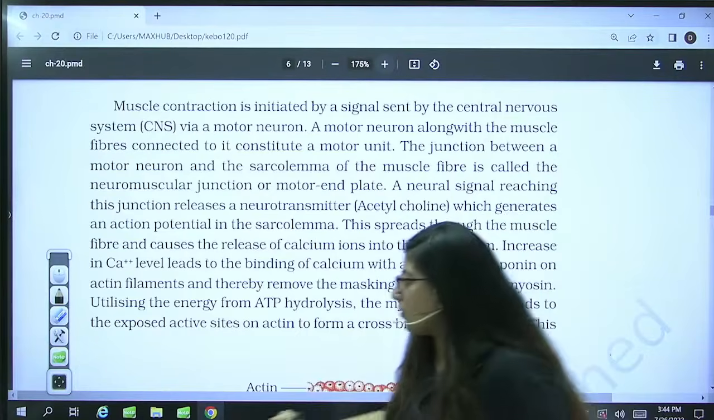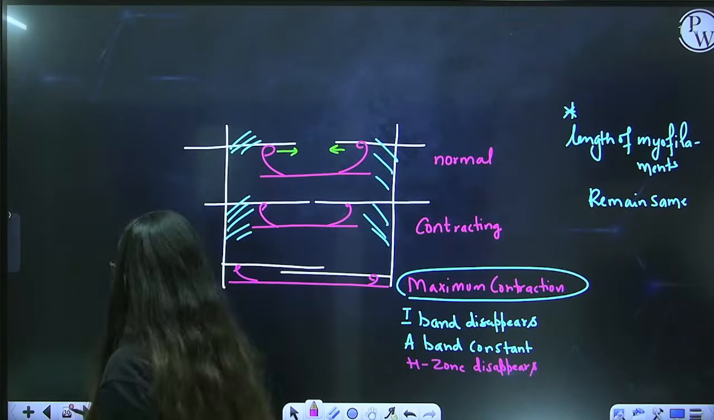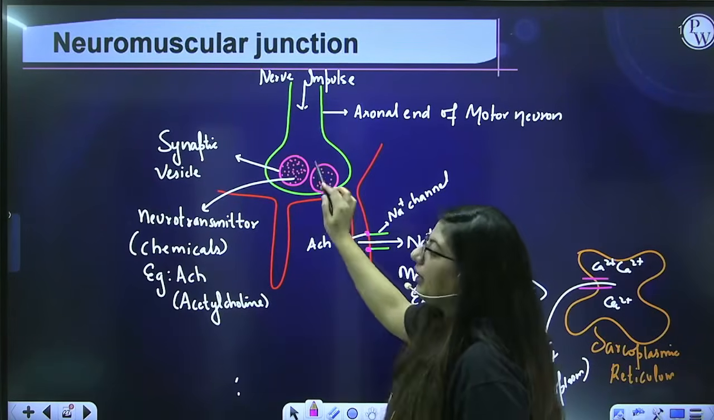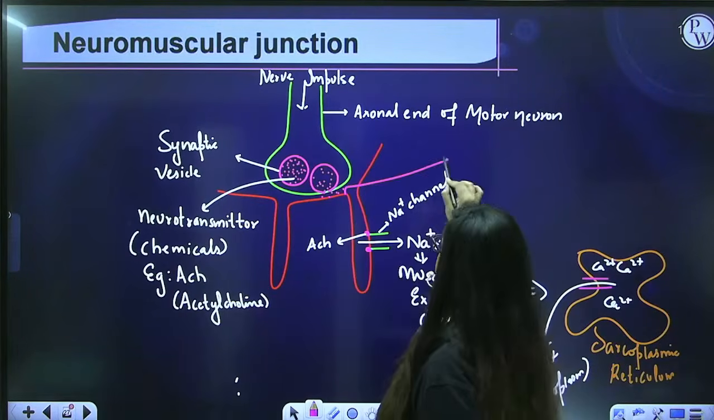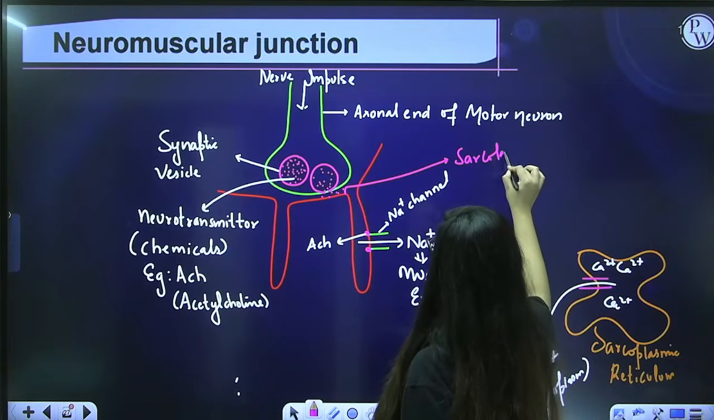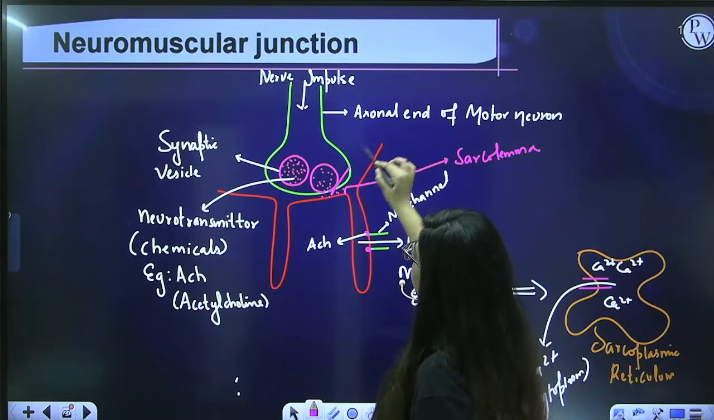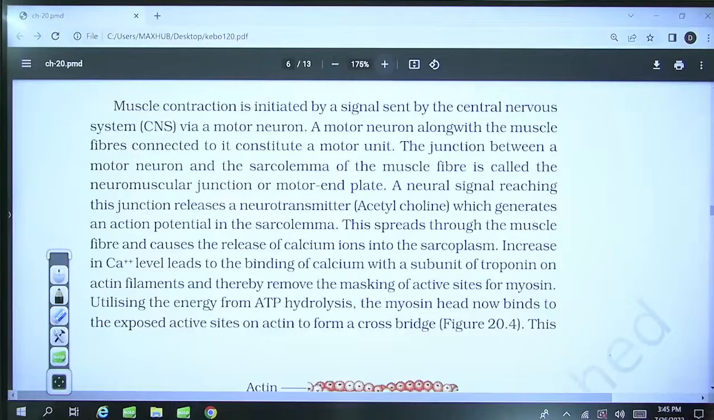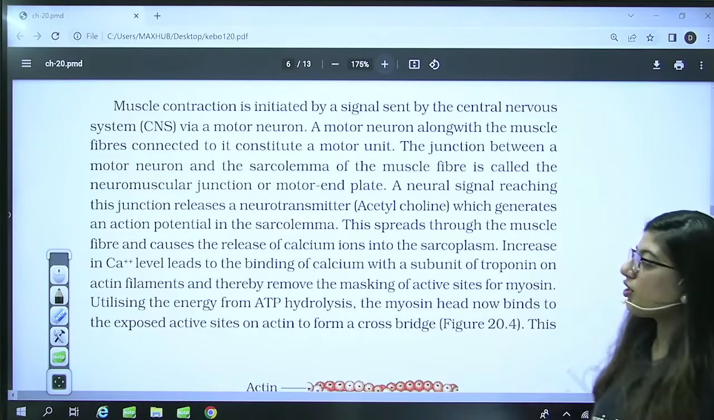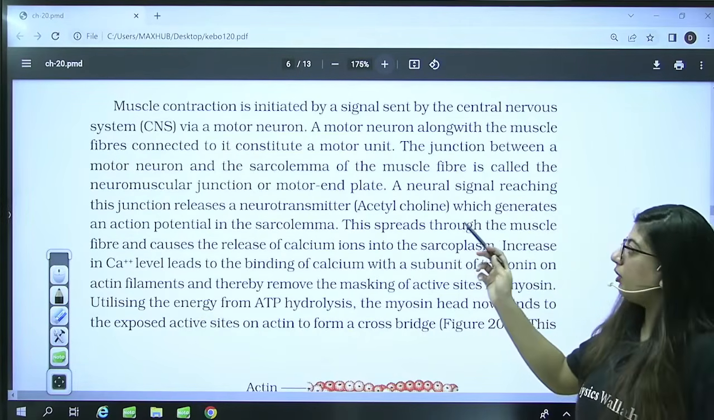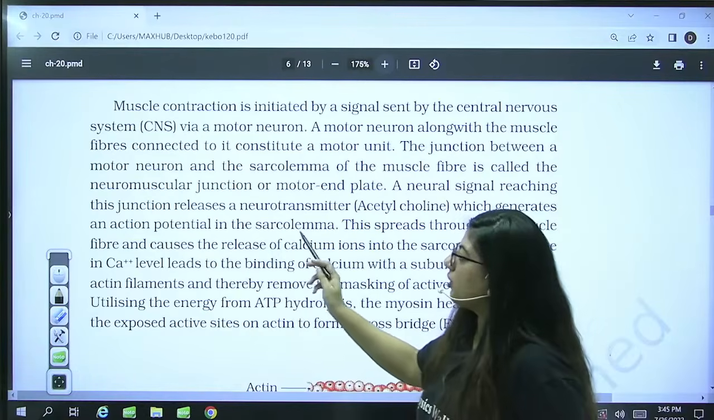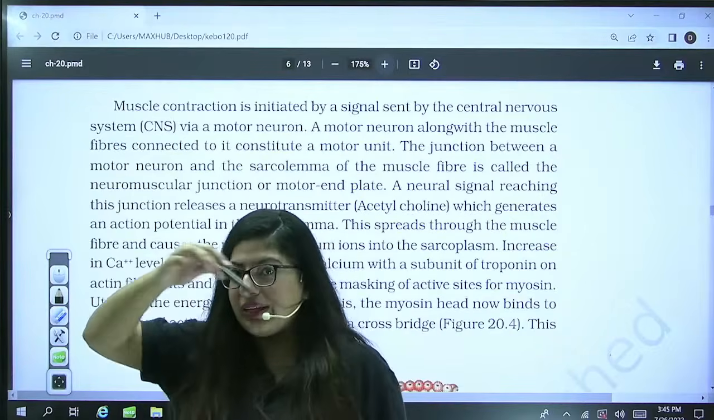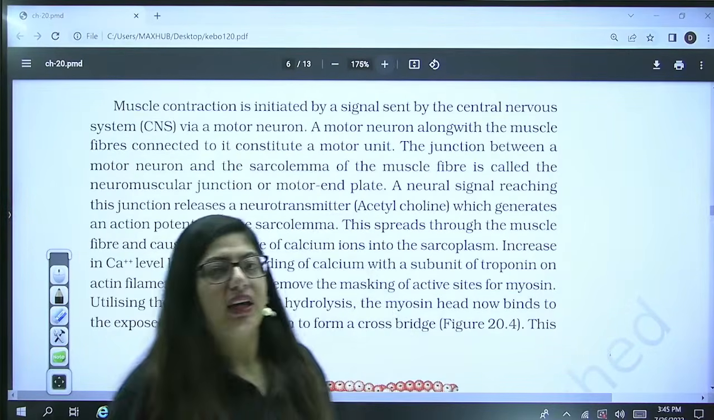And what part is attaching basically? The sarcolemma. If you have seen this structure, what is this part which is attached towards the motor neuron? This is sarcolemma, right? And what are these? These are acetylcholine. And this red is the sarcolemma. Anyways, a neural signal reaching this junction releases a neurotransmitter acetylcholine, which generates an action potential in the sarcolemma. So once the nerve impulse reaches the muscle fibers, it will start contracting.